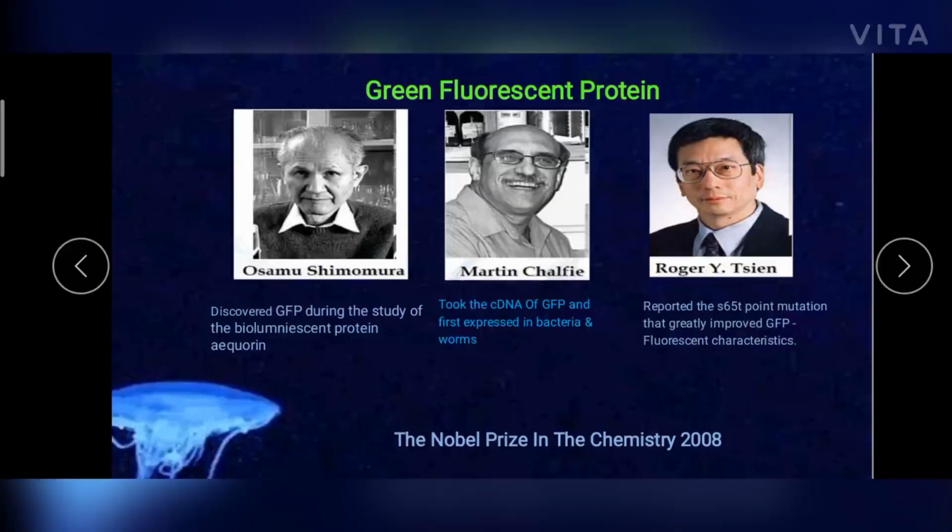Coming to the second example of reporter gene, green fluorescent protein, it's called GFP. The GFP gene is isolated from the jellyfish Aequorea victoria. A lot of work was done on this particular GFP gene, mainly by three scientists, Osamu Shimomura, Martin Chalfie, and Roger Tsien. For their work, these people were awarded the Nobel Prize in Chemistry in the year 2008.